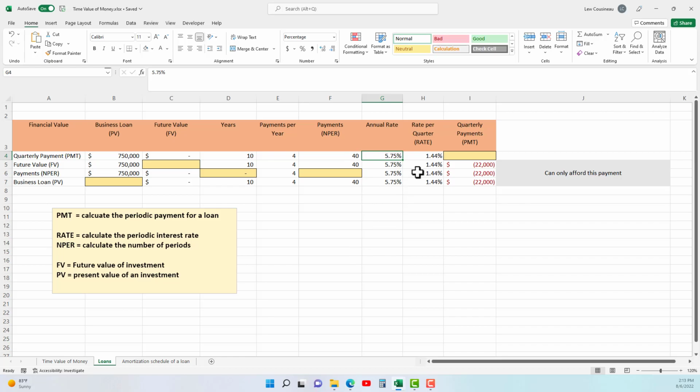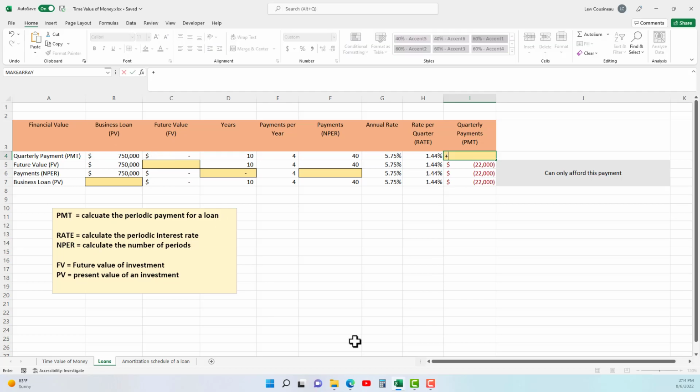Now here's the important part. I need to know what that annual rate is for the periods that I'm dealing with. In this case, I'm dealing with quarterly periods. So I need to take the annual rate and divide it by the 4 payments per year to get a quarterly rate. Finally, what is the payment to pay off that loan to 0?